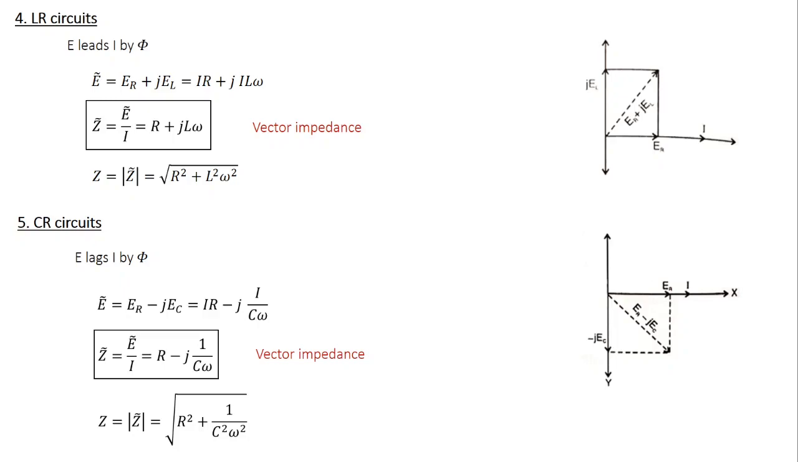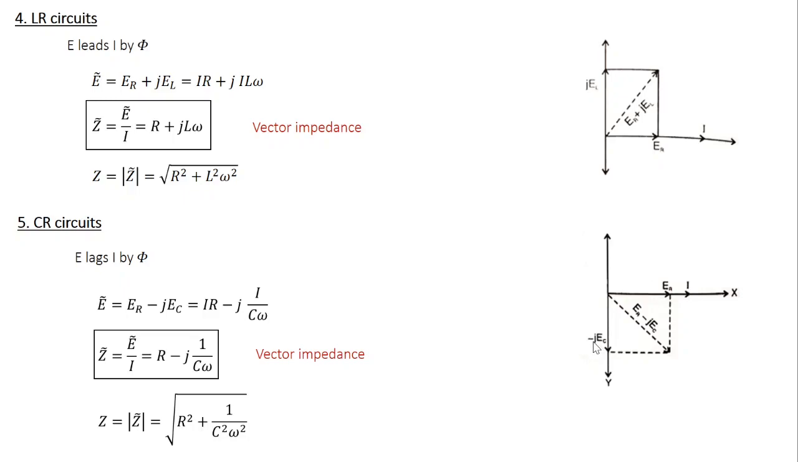Coming to the CR circuit, where we know that the voltage lags current by an amount phi. Once again you have two components. One is the in-phase component ER, and the component along the capacitor EC, this lags the ER component by an angle 90 degrees. So this is represented by multiplication with minus J.